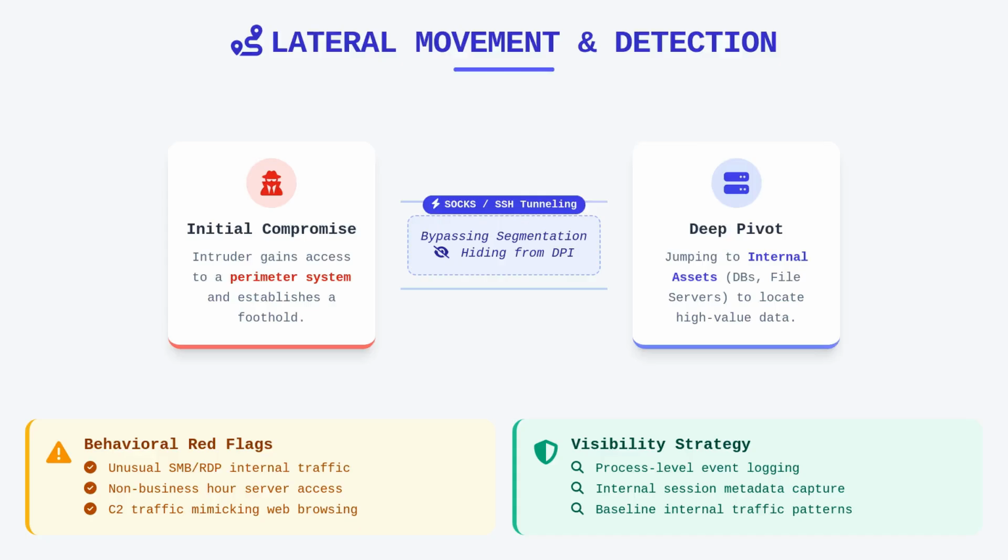Establishing a robust logging strategy that captures process-level events and internal network session metadata is the only way to make the invisible visible.